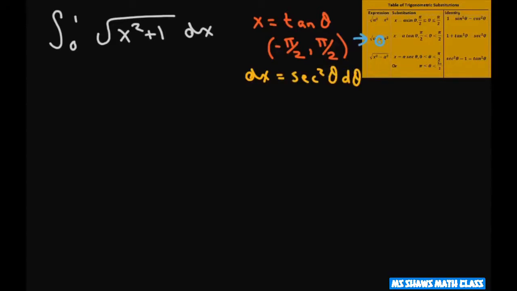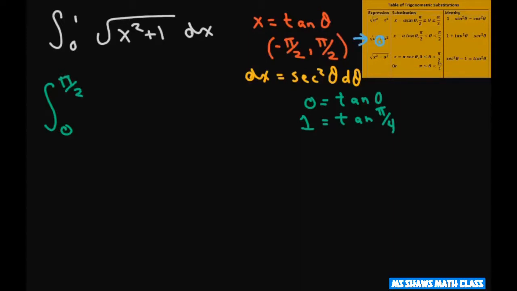All right, so now we have to change our bounds. So when x is 0, tan theta is going to be 0. So that stays 0. When x is 1, that means the angle for tan is pi over 4. So this will be pi divided by 4.